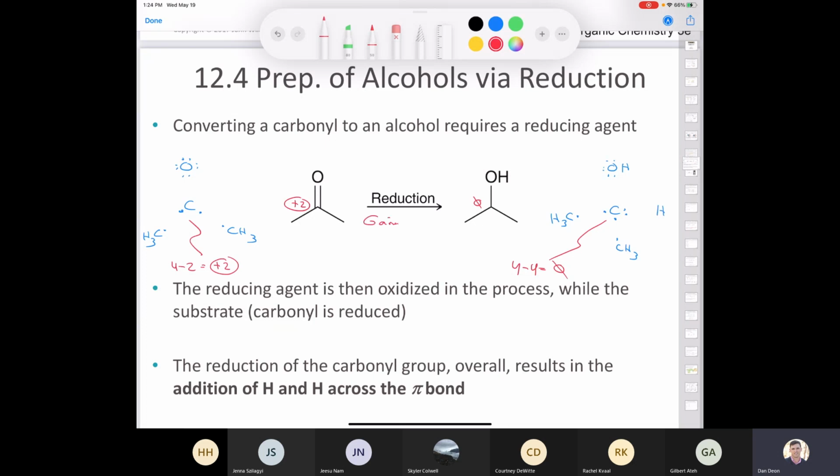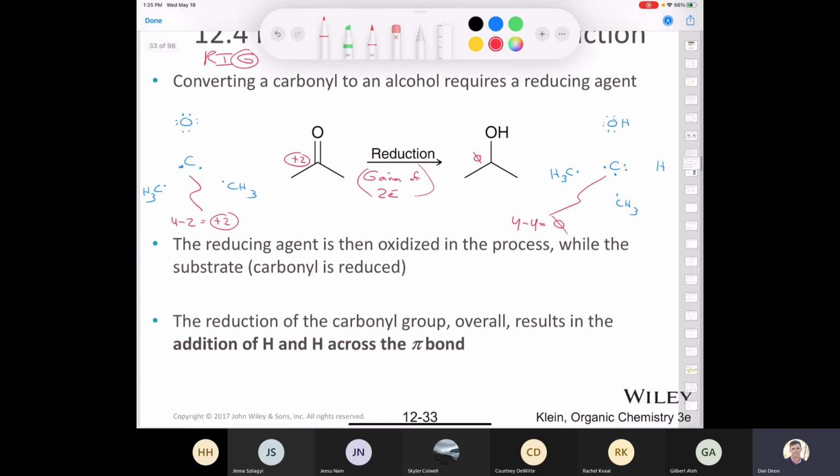Gain of 2 electrons, right? Think about it. Reduction is gaining electrons, right? Oil rig, reduction is gaining. So we know that the carbon is being reduced here. Overall, what happened in this reaction is that we added 2 hydrogens across the bond.